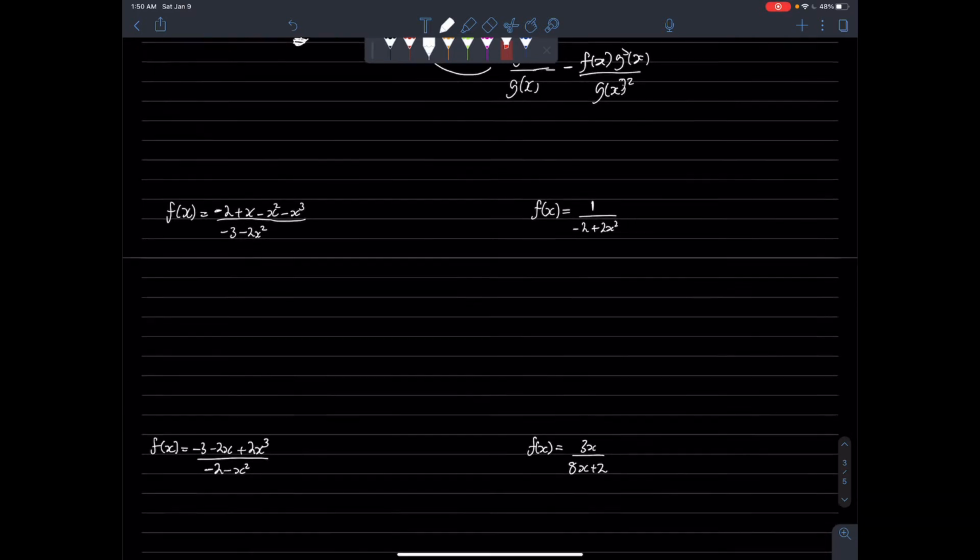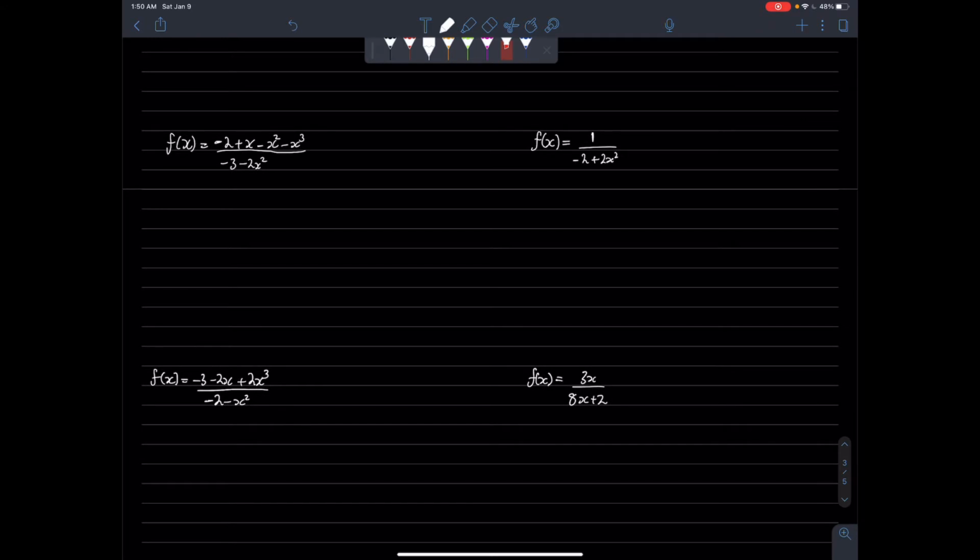Okay, time for some examples. First one we have here. So let's identify our f of x. So let's say this is f of x. We'll say this is g of x. And just a quick tip, the quotient rule could get very messy very quickly. So make sure you keep track of your brackets and use nice handwriting, or else you will get confused.